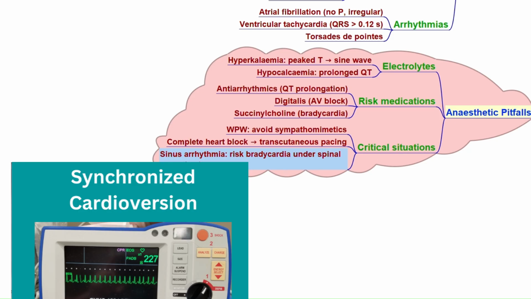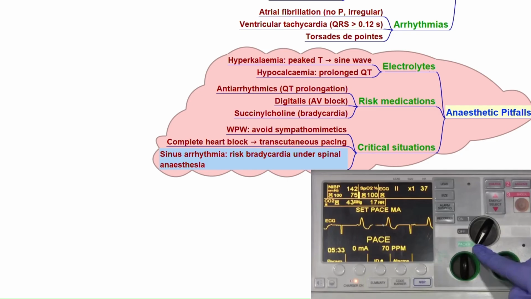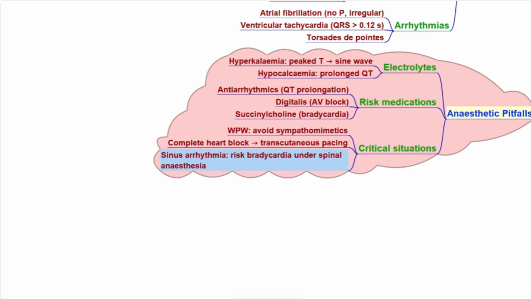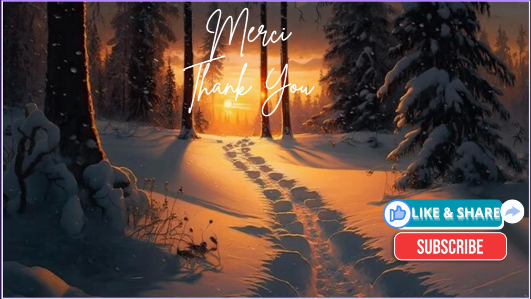A complete intraoperative AV block requires immediate preparation for transcutaneous pacing. Sinus arrhythmia, especially under spinal anesthesia, carries a risk of severe bradycardia, which necessitates therapeutic anticipation.